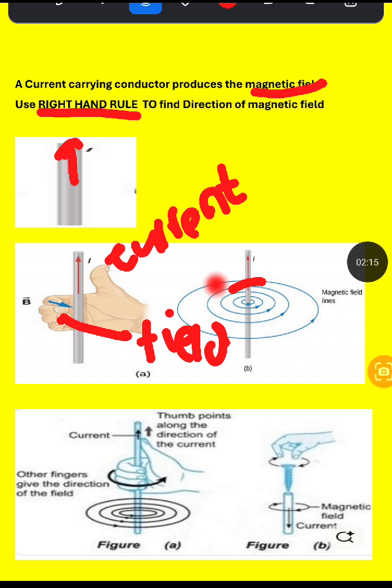It is also indicated here that your thumb will point in the direction in which the current is going. Your thumb points in the direction of the current, so it's pointing up. And then your fingers will be curled around, and the curled fingers will indicate the direction in which the magnetic field is going.